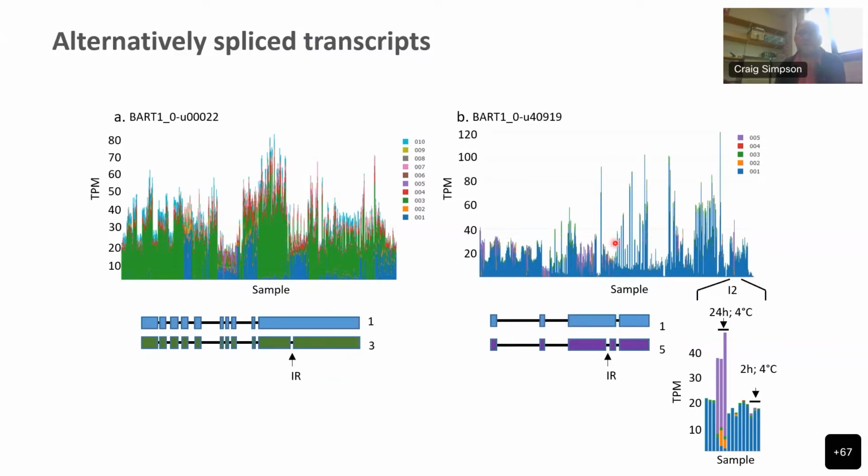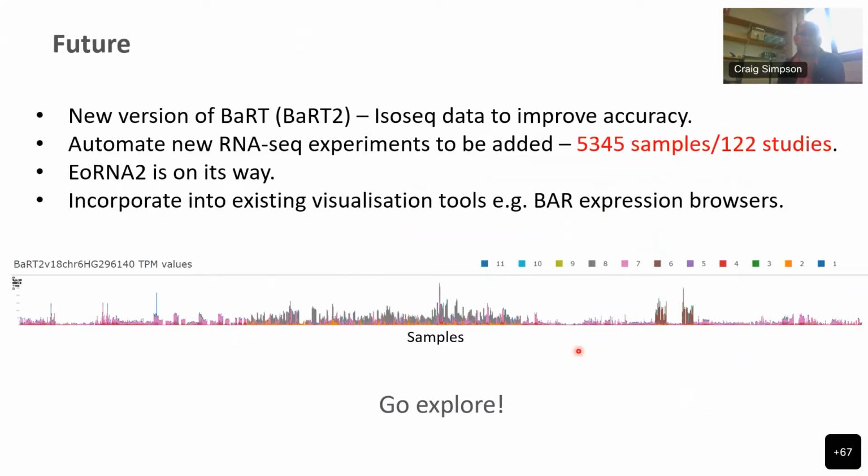This is also one that's related to cold stress, and so you can pick out this variation very easily. This is a set of samples showing that at 24 hours at 4 degrees C, you get this switch in the alternatively spliced product, and you find this purple transcript, which has another intron retained within it. So it's a really nice way in which you can pick out these different alternatively spliced transcripts.